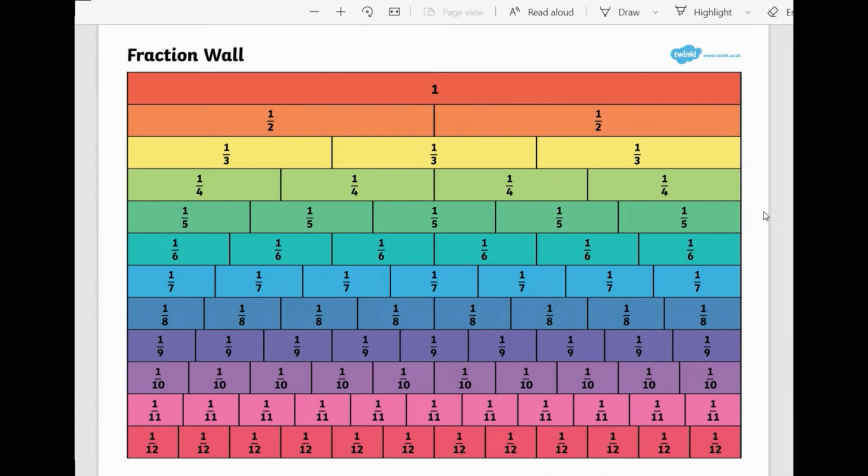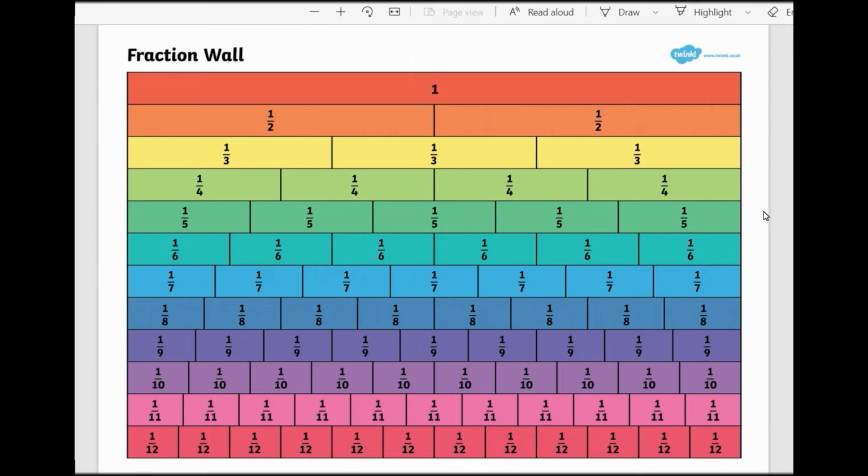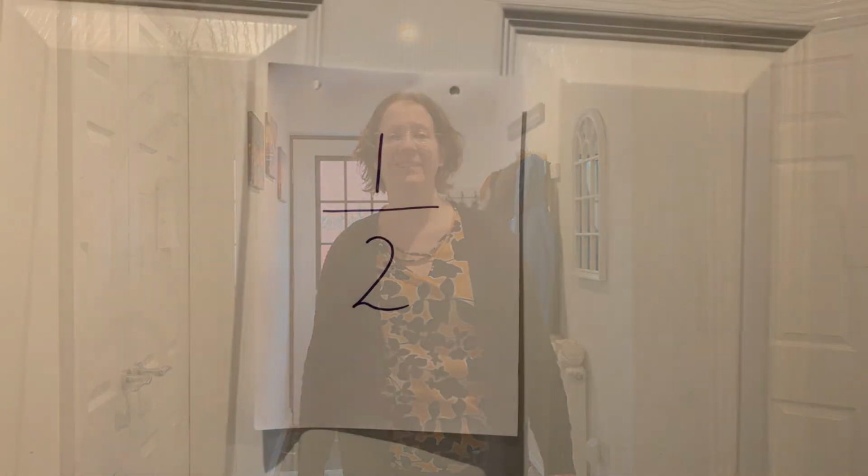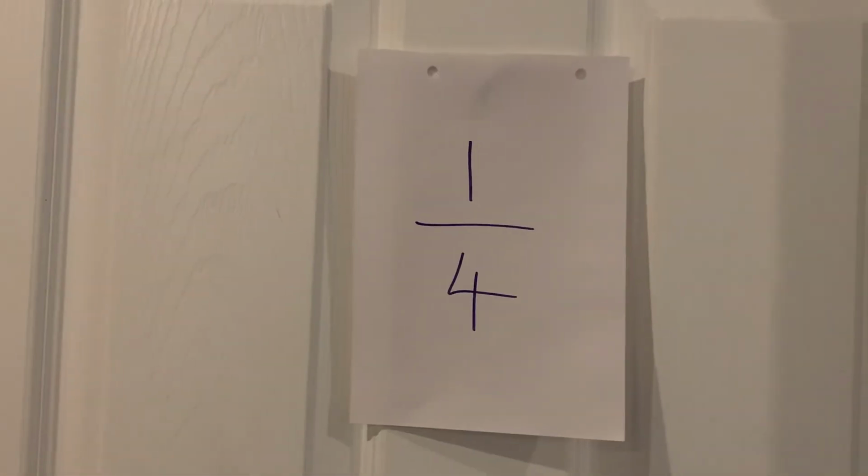Right across the top you can see there's one whole, and you've got one in that bar. Underneath you've got halves, and then thirds, and then quarters, and then fifths, and so on, all the way down to twelfths. Okay, so you're going to need 3 posters up around the room today. You're going to need a half, a quarter, and a third. Have your fraction wall in front of you.